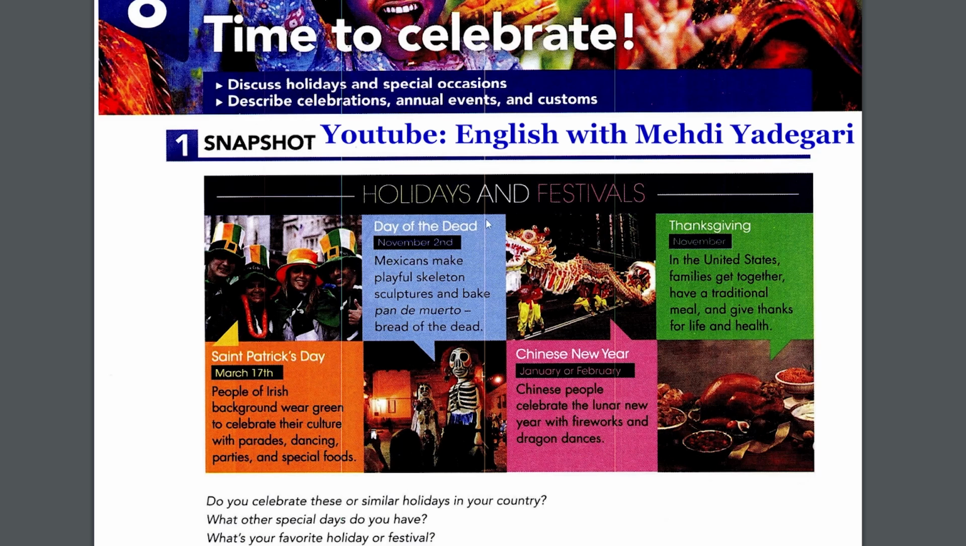Next one is Day of the Dead, November 2nd. Mexicans make playful skeleton sculptures and bake pan de muerto. This is Spanish. It means bread of the dead.